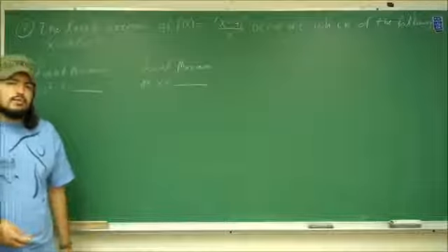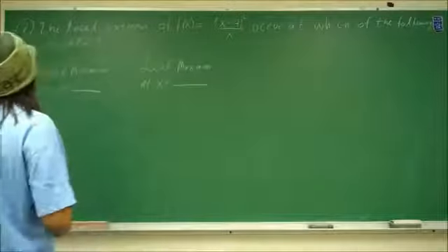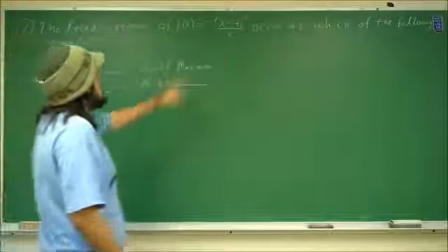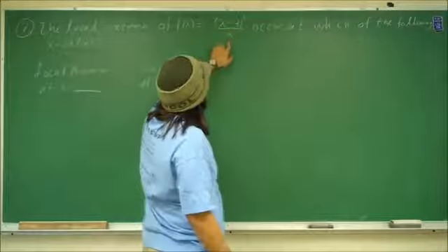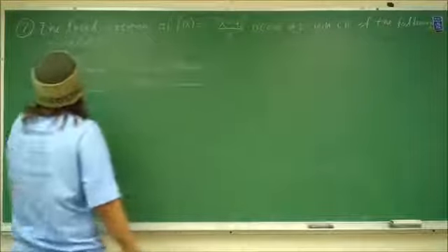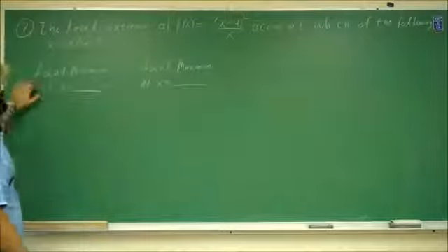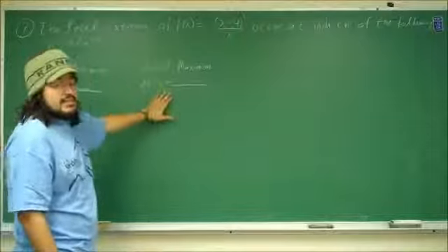Alright, so this is problem 7. Problem 7 reads, the local extrema of f of x equal (x minus 4) squared divided by x occur at which of the following x values? So we have a local min at what x value and a local max at what x value.